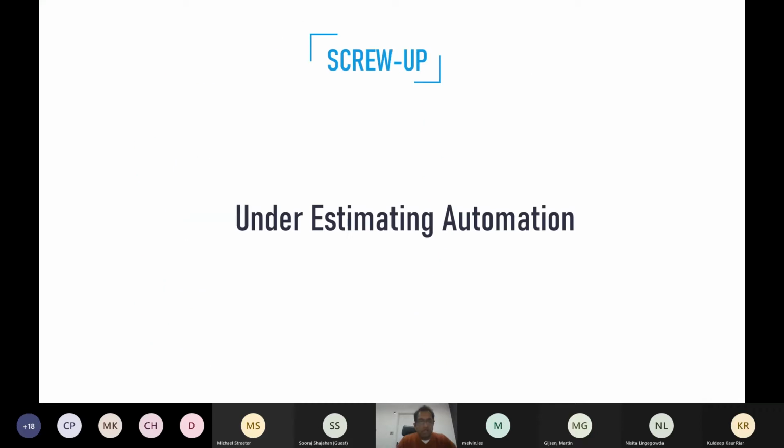Okay, the third one, which is the most difficult one, and I've seen quite a lot of issues in many projects, and I continue to see this issue, is underestimating automation. It is not easy, I know that, but still it is so difficult to get it right. You need to have the right experience rolling out BDDs in many projects. So I'll go through some of the issues I've come across.